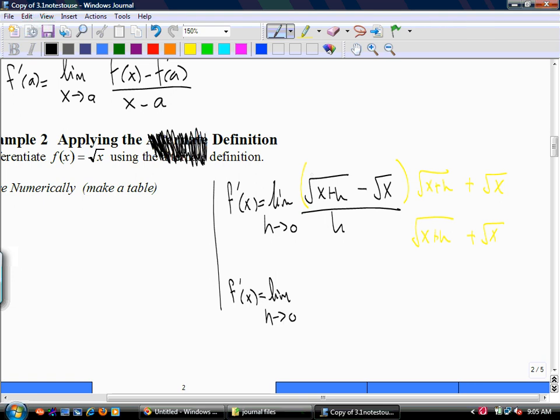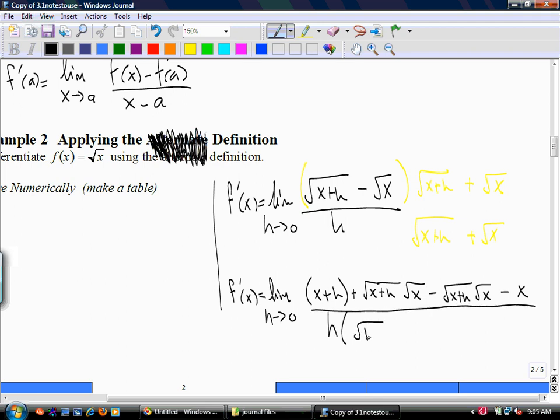So root x plus h times root x plus h, x plus h. Root x plus h times root x, root x plus h times root x, minus root x plus h times root x, minus x, all over h times root.